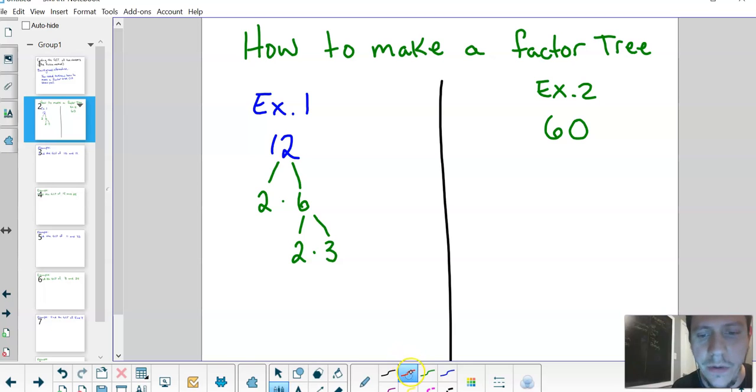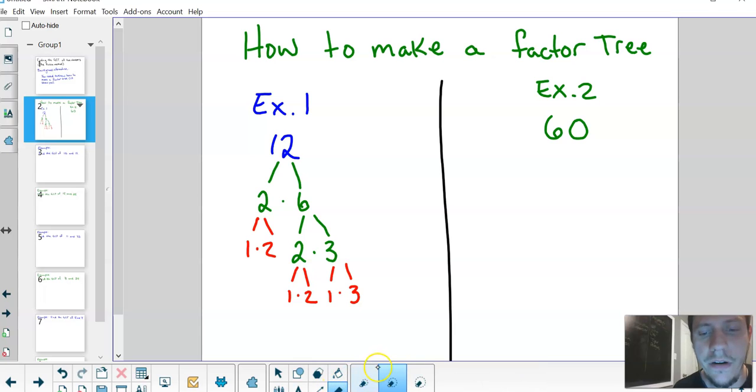You might say to yourself, well, why can't we go further? Why can't we split 2 up into 1 times 2, and split 3 up into 1 times 3, and split this 2 up into 1 times 2? Typically, you're going to stop your factor tree before you get to the point where the only way to break the number up is by multiplying it by 1. You don't have to go that far. So that's why I did it in red, because I needed to know I have to erase it.